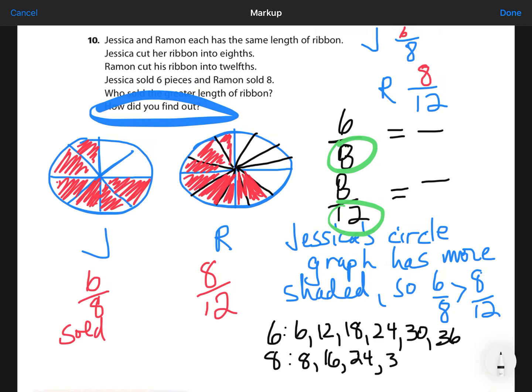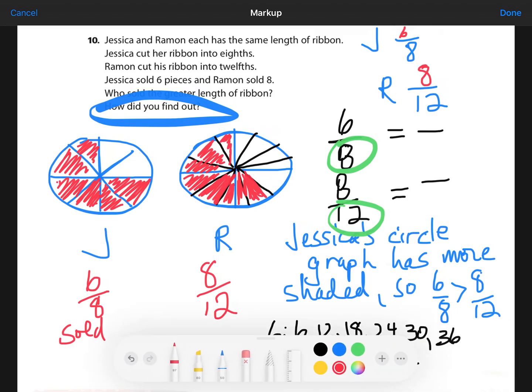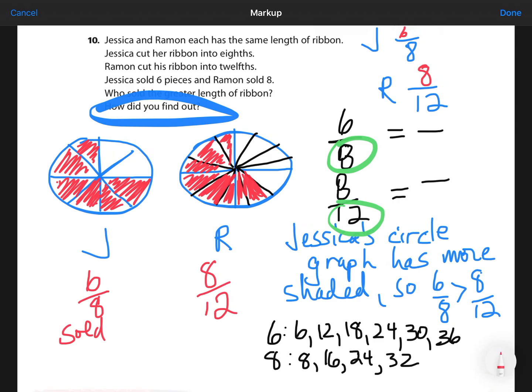24, 32, and I can stop there because we've already found our common multiple. So the denominator that we need is 24. 8 times 3 is 24. 12 times 2 is 24.